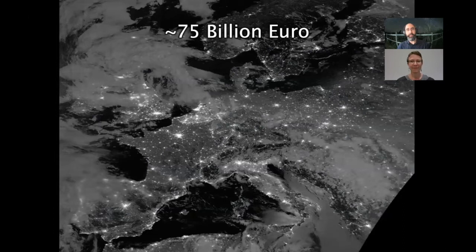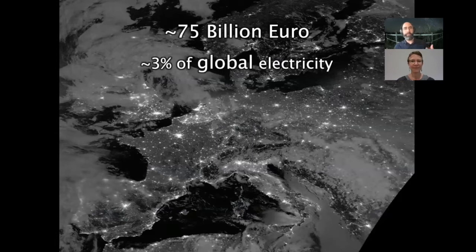We pay for that either as taxpayers for the public lighting, or we pay as customers for the private lighting, or you pay for your own lights in your own yard. Artificial light outdoors takes up about 3% of global electricity.